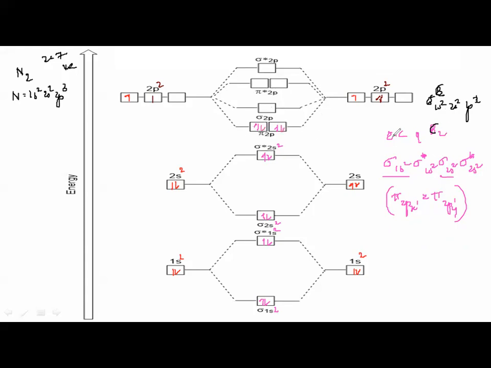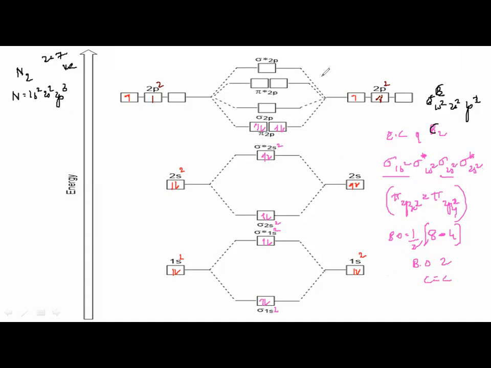So the configuration is sigma 1s2, sigma star 1s2, sigma 2s2, sigma star 2s2, pi 2px2, pi 2py2. Correct? Bond order, half, 2, 4, 6, 8. 8 minus 4. So 8 minus 4 is how much? It is 4. 2 ones are 2 twos are. So bond order is 2 means what? Bond order is 2 means it is having a double bond between 2 carbon atoms.